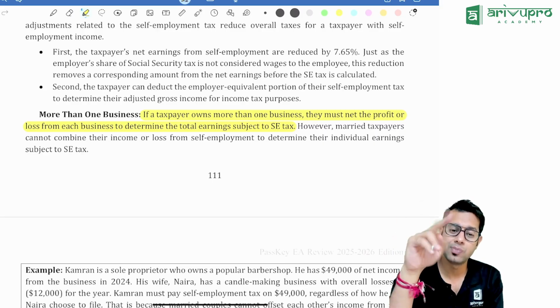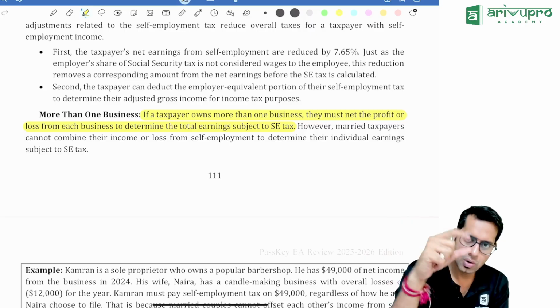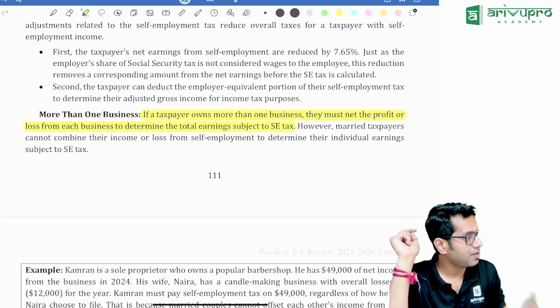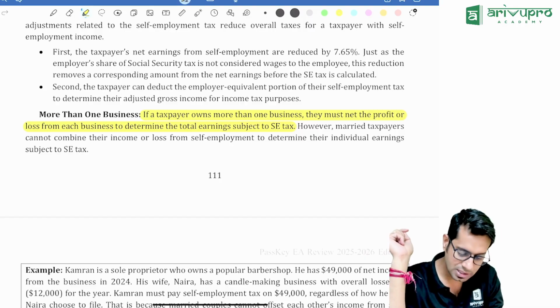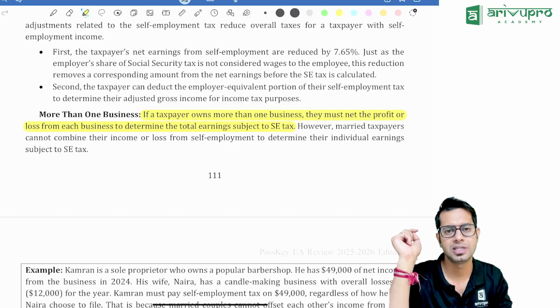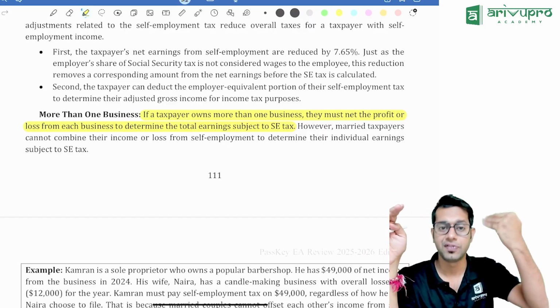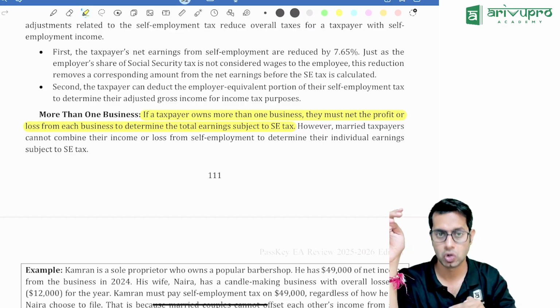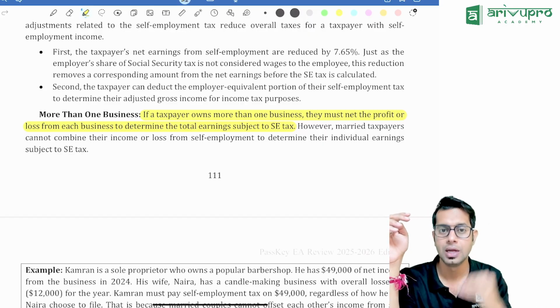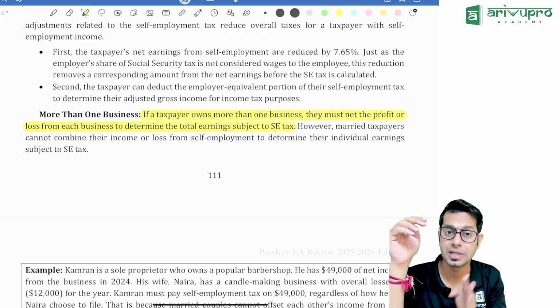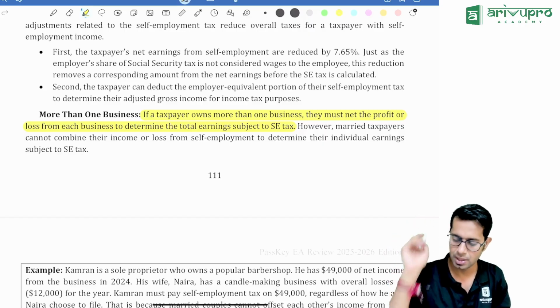I have two businesses, both are giving me profit. Combine. On the net amount, tax will be calculated. Sir, I have one business in my name, and my wife has one business in her name. Now, can we net, combine, and pay the taxes? No. Only if the same person has two or three businesses in his name, etc.